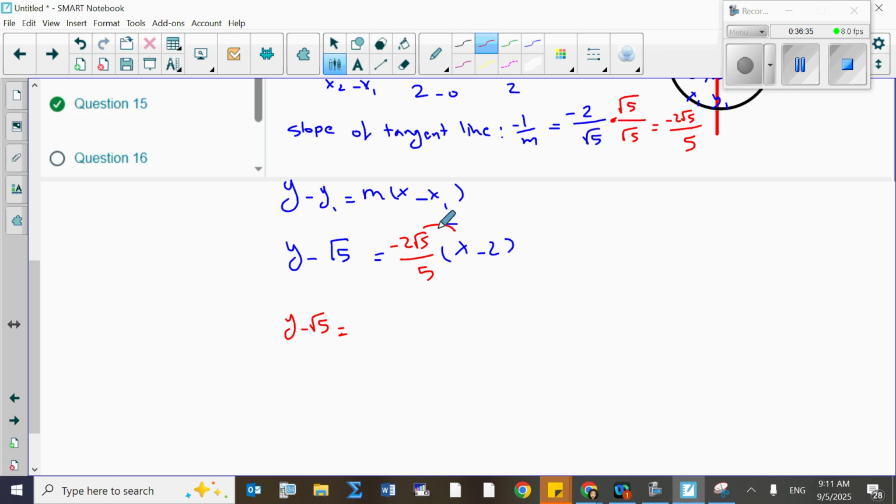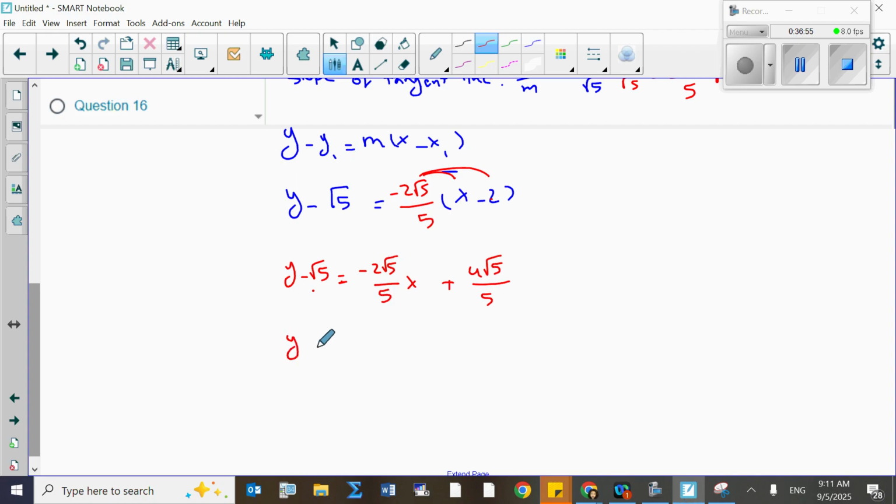Okay. Now I'm going to distribute. So I will have negative 2 root 5 over 5 times x. And then multiply by this one. That's going to be positive 4 root 5 over 5. Now move this to the other side. So I will have y equal to negative 2 root 5 over 5 times x plus 4 root 5 over 5 minus root 5.